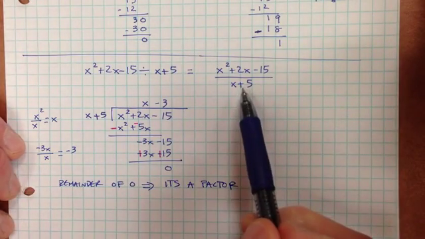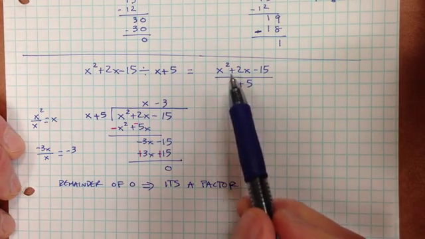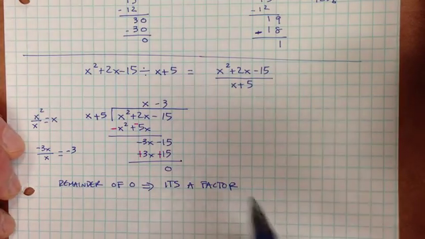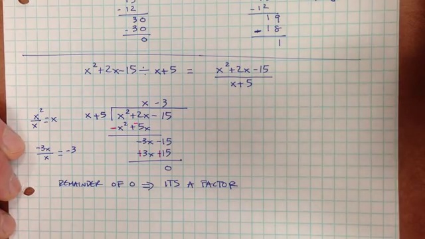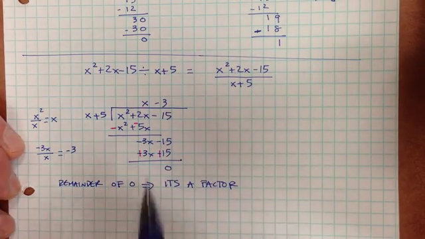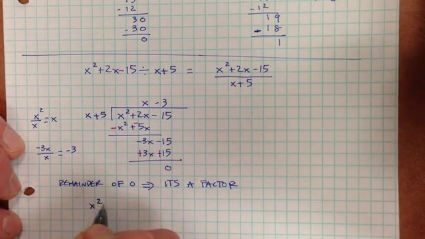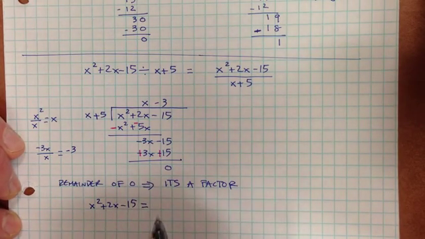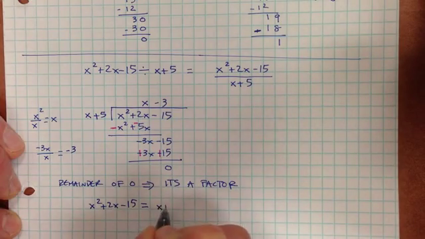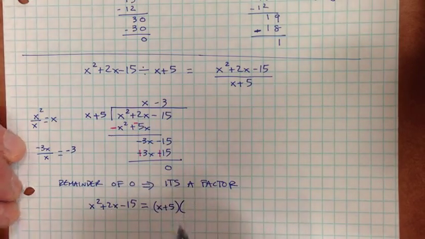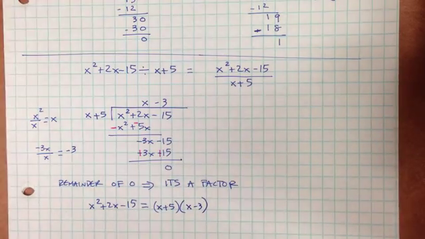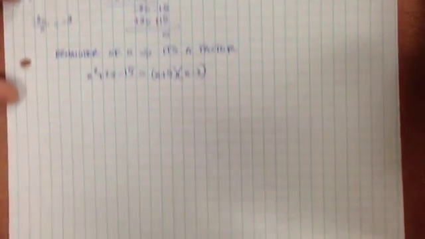So x plus 5 is a factor of x squared plus 2x minus 15. That's kind of a cool thing, because we have now found the other factor, x minus 3. So we could rewrite this original problem: x squared plus 2x minus 15 equals my two factors multiplied together, x plus 5, which we have demonstrated is a factor, and we now have our other factor of x minus 3. Kind of neat, huh? I like it. Let's do some more.